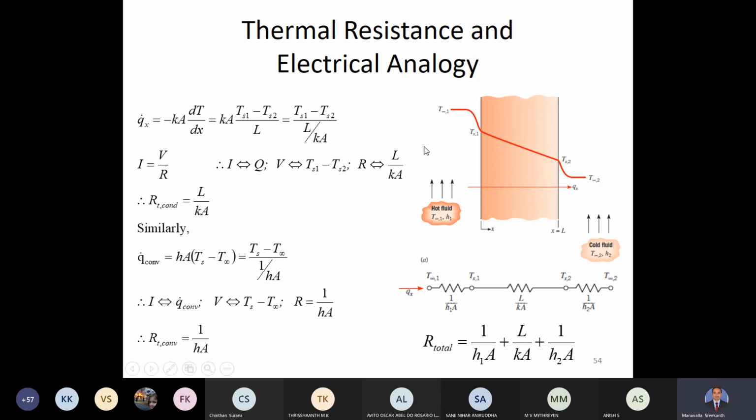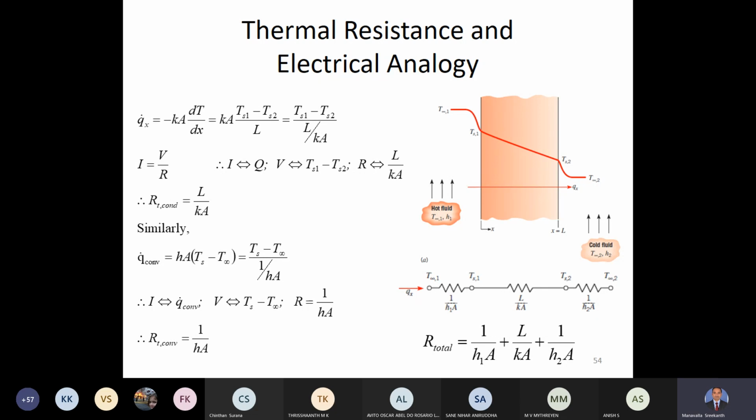This is the same figure that we have seen in the case of the Cartesian coordinates. It's a slab having inside wall temperature Ts1 and outside wall temperature Ts2, and the temperature profile is shown here as a function of x. Additionally, you also have a convective environment on the inside and on the outside. So how to treat this problem and evaluate things much more easily? For that we have this electrical analogy.